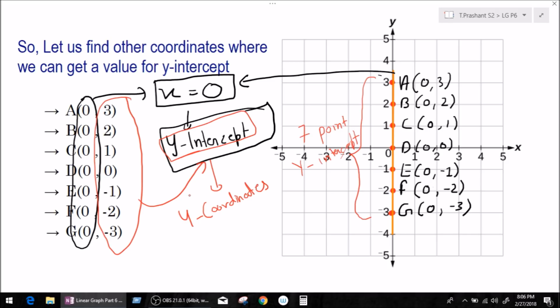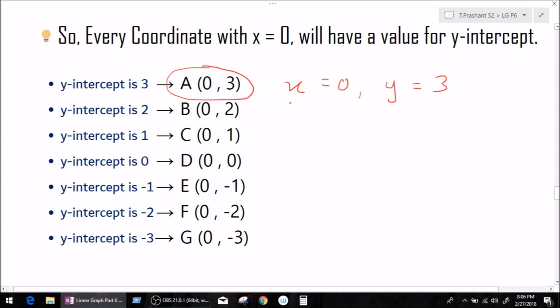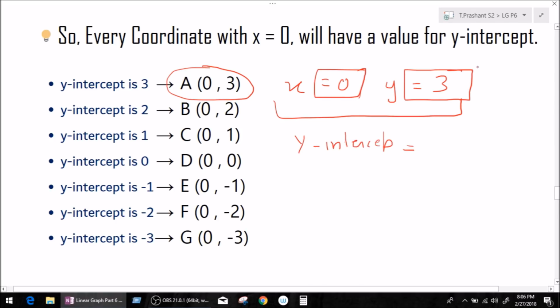It's simple as that. So every coordinate with x equals 0 will have a value for y-intercept. At coordinate A, we can say x is equal to 0 and y is equal to 3. Now this is where we find the value for y-intercept. So y-intercept is basically what is the value of y when the value of x is equal to 0, or the value of y at the point where x is equal to 0. So the y-intercept of point A will be 3.